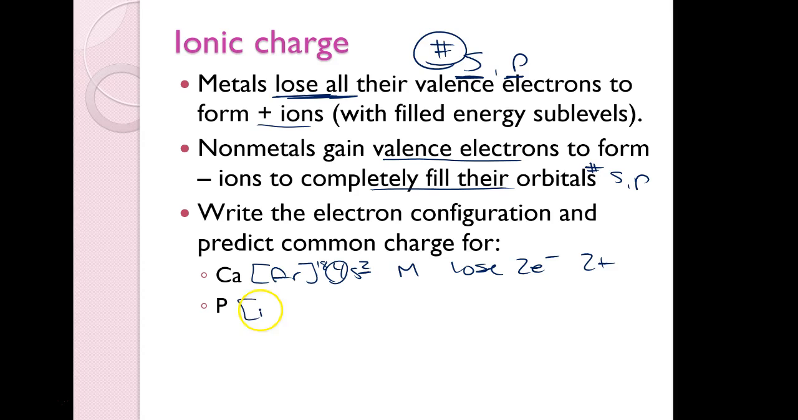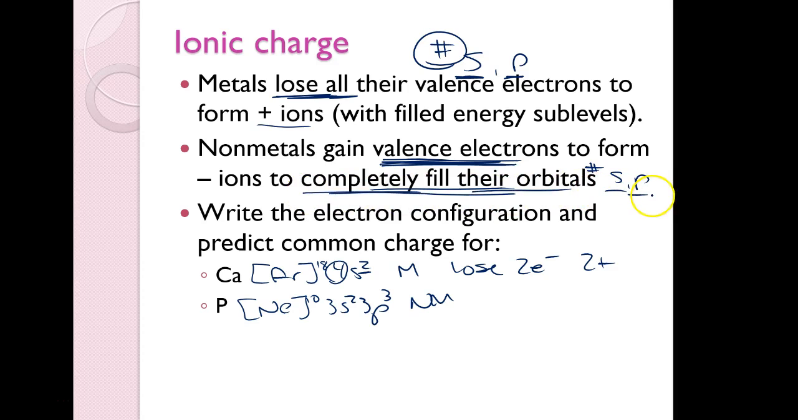Phosphorus, on the other hand, is neon 3s2, 3p3, but it is a nonmetal, and nonmetals gain electrons to completely fill their S and their P's. Well, the S is filled. The P is almost filled. It needs 3 more. So it's going to get a -3 charge. And so it all depends on the electron configuration. That's why I said that was so very important.